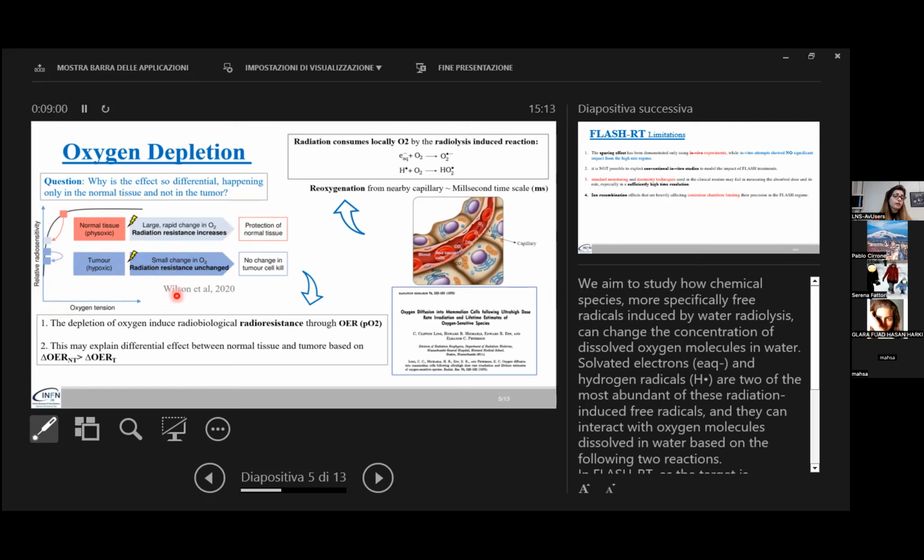Okay, these results can be shown, or maybe it's better to explain this phenomenon by OER. It means the depletion of oxygen-induced radiobiological radioresistance through OER, and this differential effect can be explained based on the difference in OER for normal tissue, which is larger than the difference of OER in tumor.